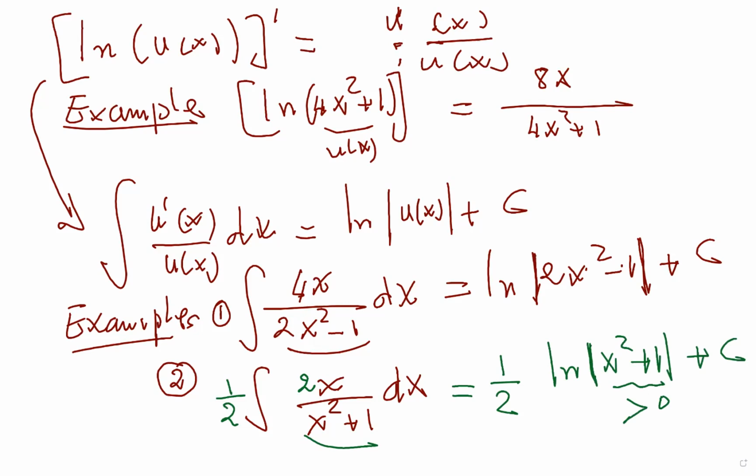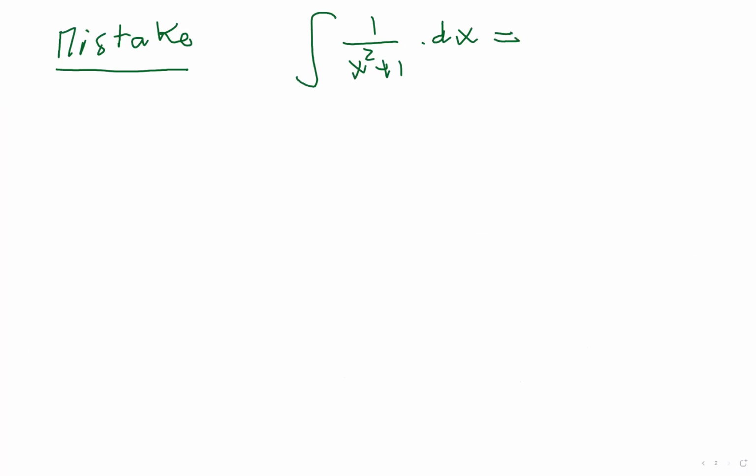Now, I will go through the common mistake that I saw in many papers. The mistake is the following. Some people write the integral of 1 over x squared plus 1 dx is equal to simply ln of x squared plus 1 plus c. And this is, of course, totally wrong.